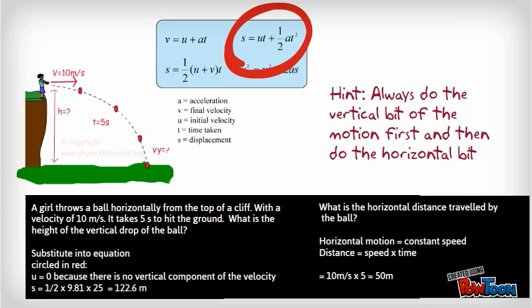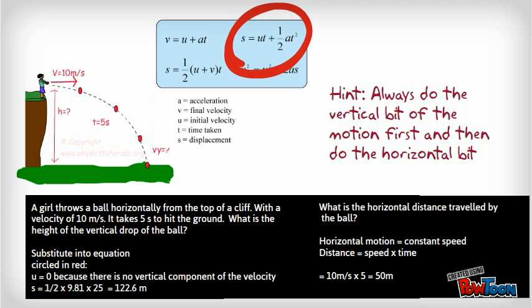Now a hint with all of these projectile motion questions is always to do the vertical bit of the motion first and then do the horizontal bit. So if we look at the equation which is circled in red, that gives us an equation for displacement, so we can use that for the vertical bit of the motion. So we need to find out what u is, what the initial velocity is.